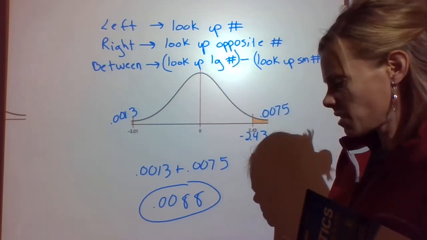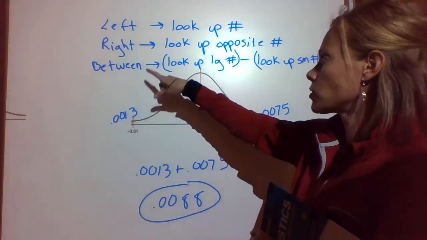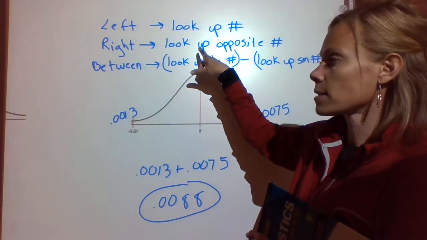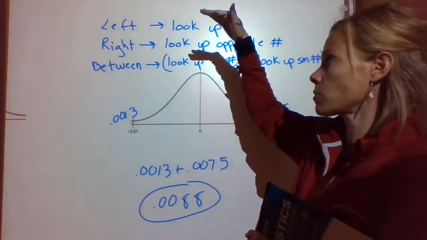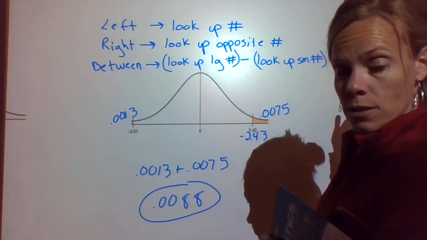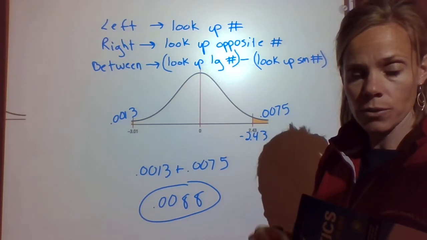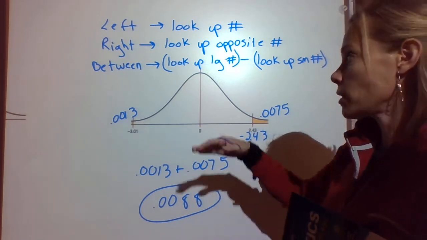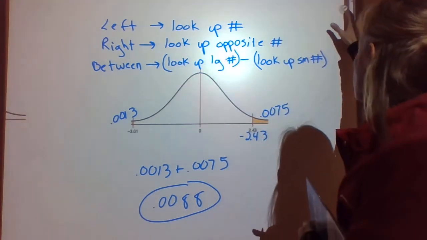Okay. The biggest mistake students make is when they're doing area in between, they try to do area to the right. Don't get those mixed up. There's specific rules. You're either doing all the area to the left, all the area to the right, or area in between. Okay, you only have those three. Don't try to combine these two.